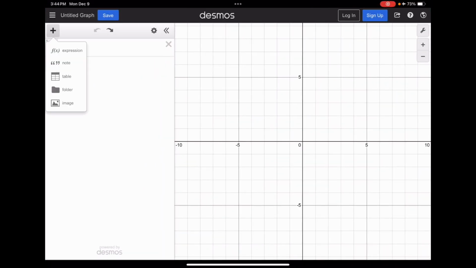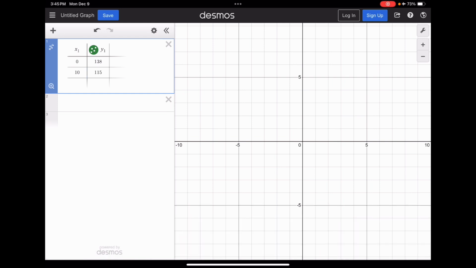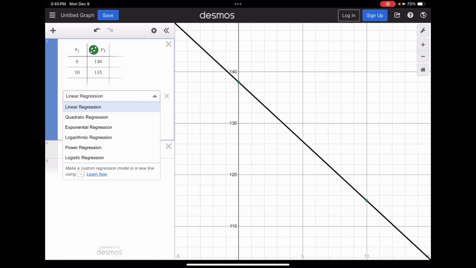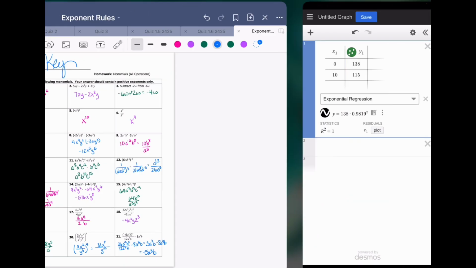We're going to do a little table here, and so my X values are 0 and 10. My Y values, or my outputs, are 138 and 115. All right, so zoom in and then do my regression. I want that to be an exponential regression. And because I only had 2 ordered pairs there, there's not a log mode, but remember, if there's a log mode, you got to do it.